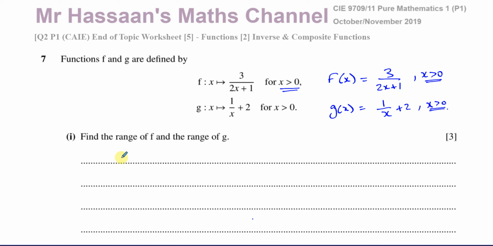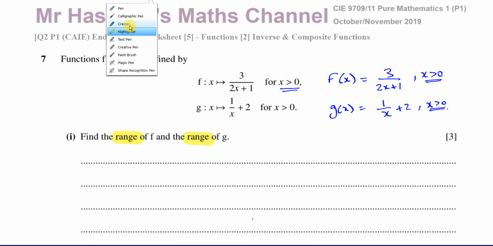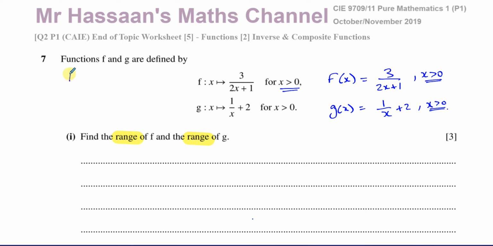All right, so now we're asked to find the range of function f and the range of g. When we're asked to find the range of a function, we have to understand what the word range means. The range of a function basically is what can come out of a function. You have the domain and you have the range. The domain is whatever goes into the function, and the range is what comes out of the function. That's the output.